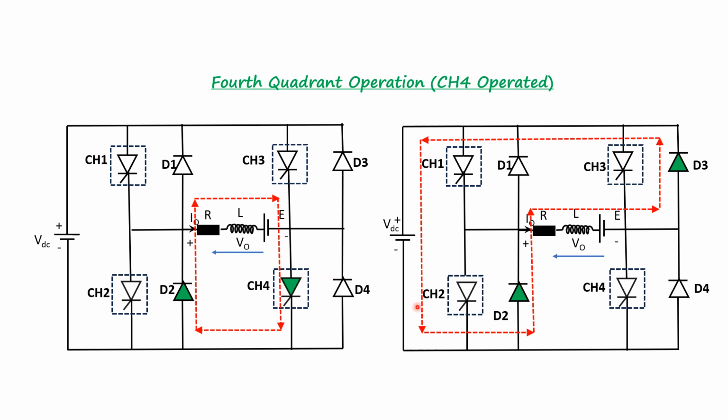When chopper 4 is made off, as shown in the next diagram, the current is fed back to the source through diode D2, D3 and back to the source. Hence the load voltage is negative, but the load current is always positive. So this leads to the chopper operation in the fourth quadrant. In this fourth quadrant operation, the power is fed back to the source from the load and the chopper acts as a step-up chopper.